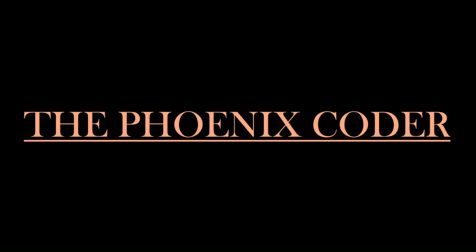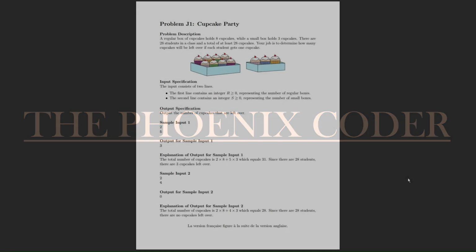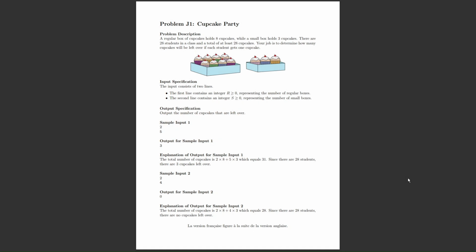Okay, so without further ado, I'll get into the first problem, which is the 2022 CCC J1 problem. Here is the problem, and it goes as follows. A regular box of cupcakes holds 8 cupcakes, while a small box holds 3. There are 28 students in a class and a total of at least 28 cupcakes. Your job is to determine how many cupcakes will be left over if each student gets 1 cupcake.